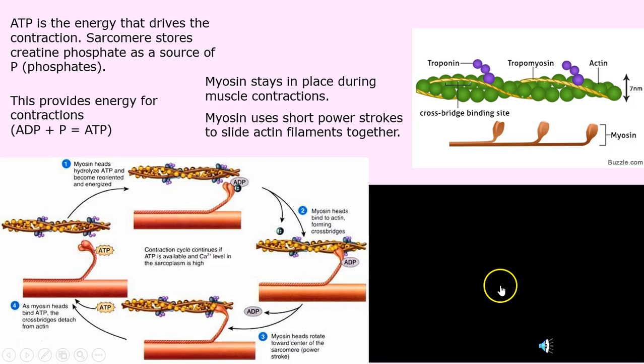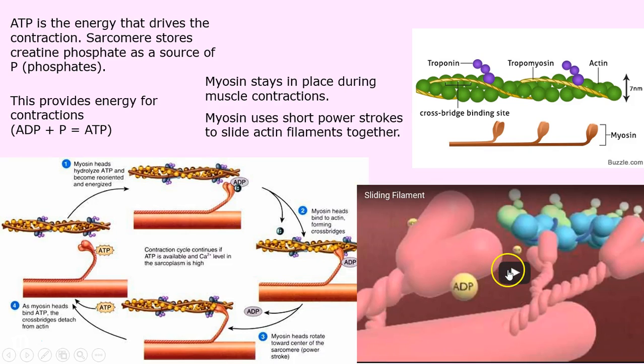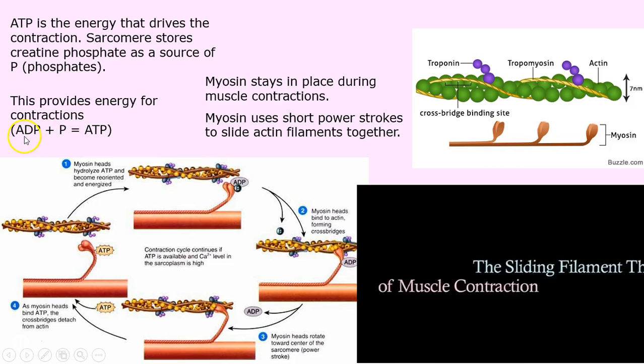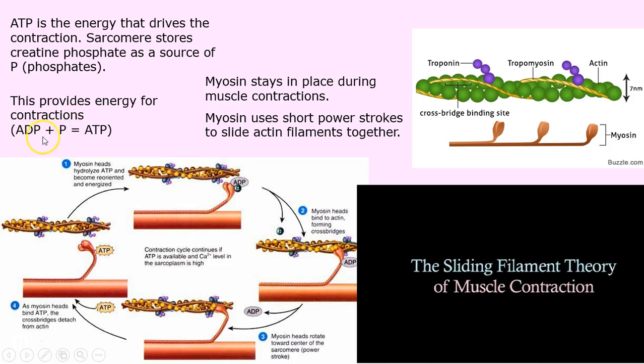All right, and here we go. Nice little review. If I can get this thing to come up. Cool. There it is. Okay, well that one's firing up. Let's take a look. ATP is the energy source, and the sarcomere is the unit of contraction. I talked about ADP. So ADP becomes ATP.